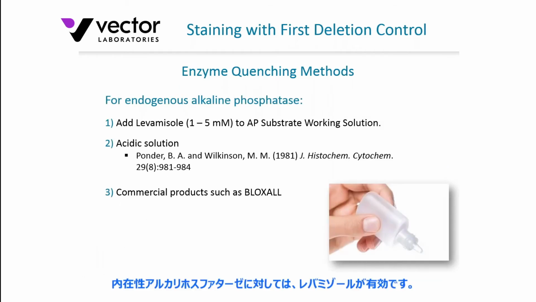If you're working with endogenous alkaline phosphatase activity, the use of Levamisole up to around 5 millimolar in the alkaline phosphatase substrate working solution usually takes care of that. Now, it is a reversible inhibitor of alkaline phosphatase activity, and it is put on at a different part in the workflow compared with peroxidase, so just remember that when you are applying Levamisole. There are other methodologies out there in the literature, and certainly some commercial products again, such as BLOXALL.